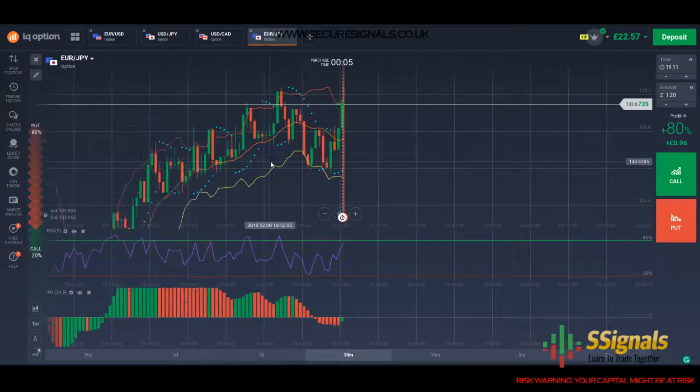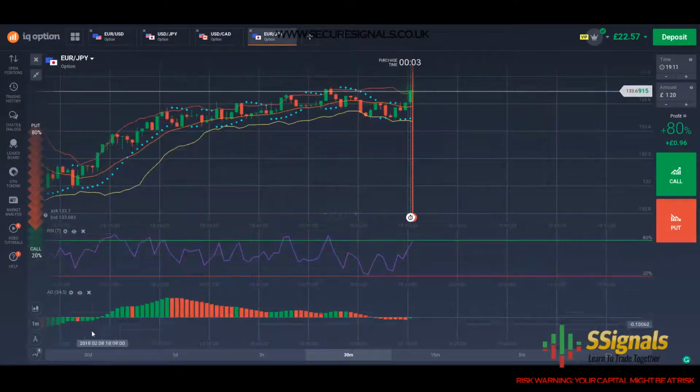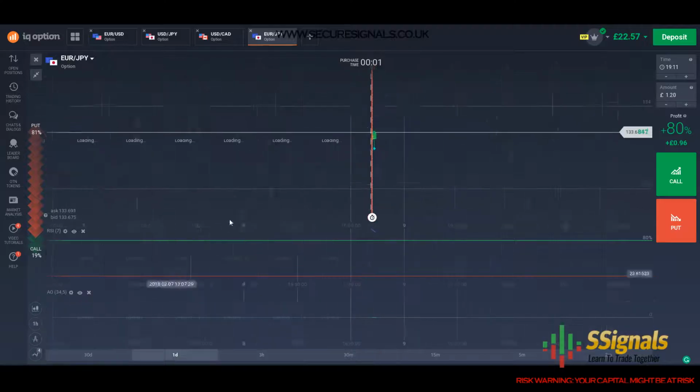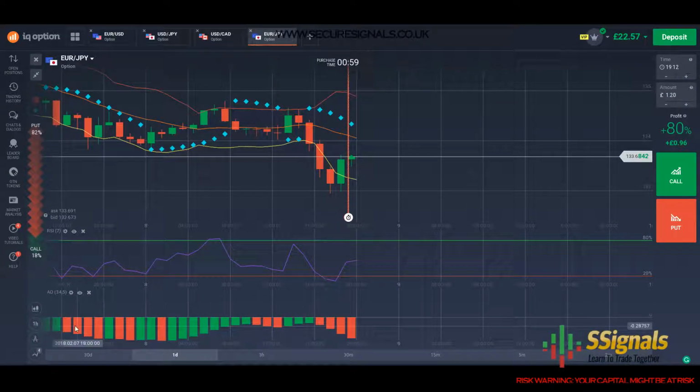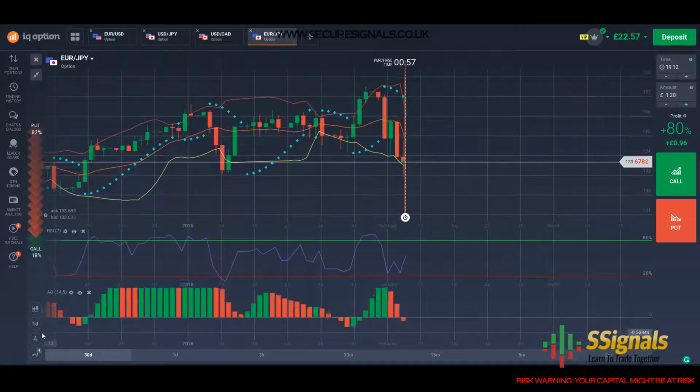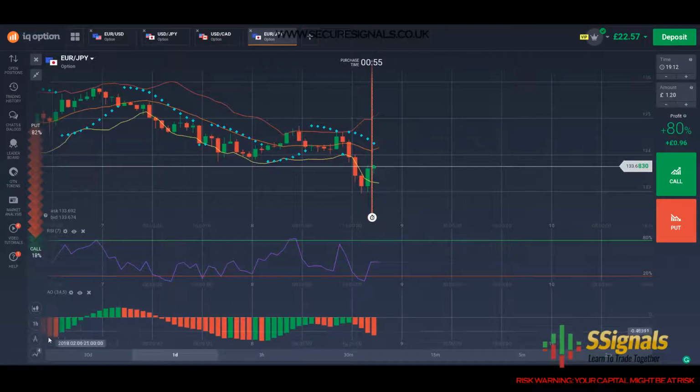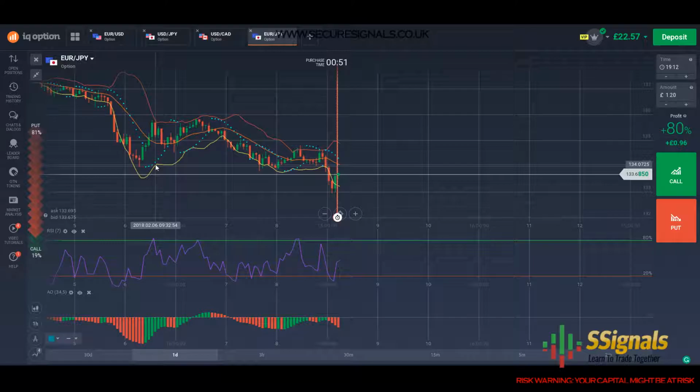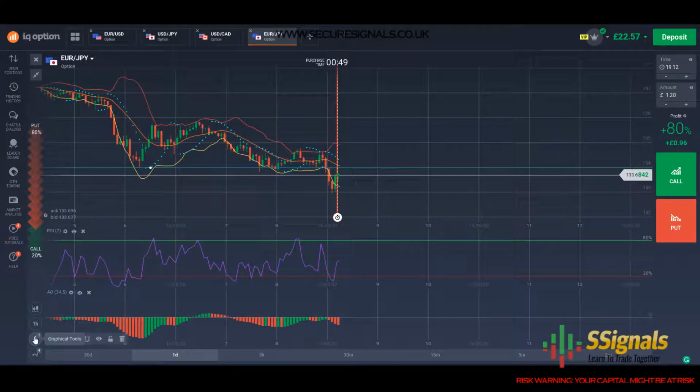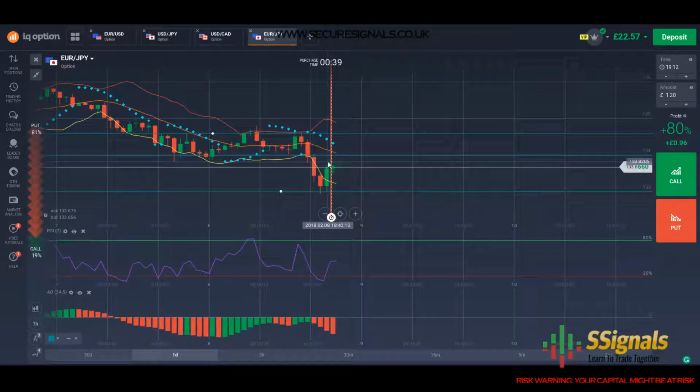Okay, let's go back to Euro JPY quickly. Look at the daily quick. Okay, so red candle, so it's more bearish. As you can see, it's bearish anyway. There's a nice support here, nice support here, nice resistance there. Price rejected it several times.